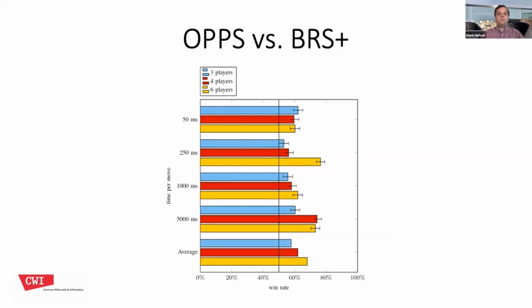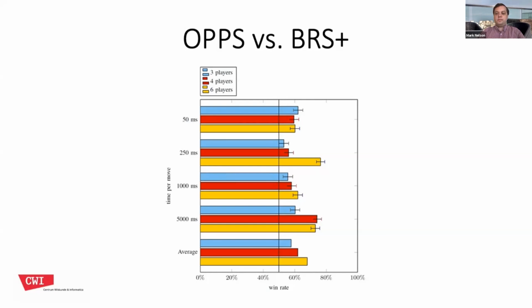As we can see in this chart, OPPS is significantly stronger than BRS+ in all game variants and time controls, with the exception of the 3-player game at 250 milliseconds where the difference did not quite reach significance. We can make 2 more interesting observations here.